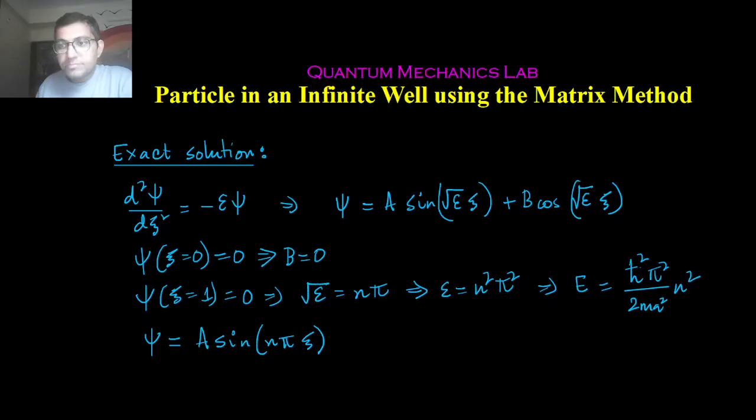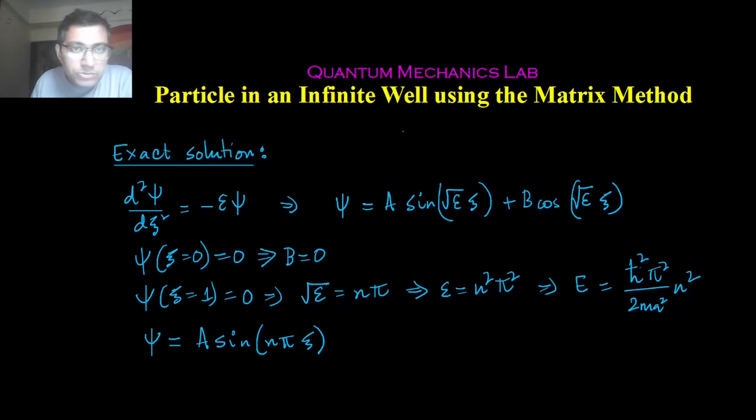Let us take a look at the exact solution of this problem. Once we know the exact solution, when we apply our approximate technique, we can see whether we are getting the correct answer. So this equation looks almost like the harmonic oscillator differential equation. This is a second order ordinary differential equation with constant coefficient.